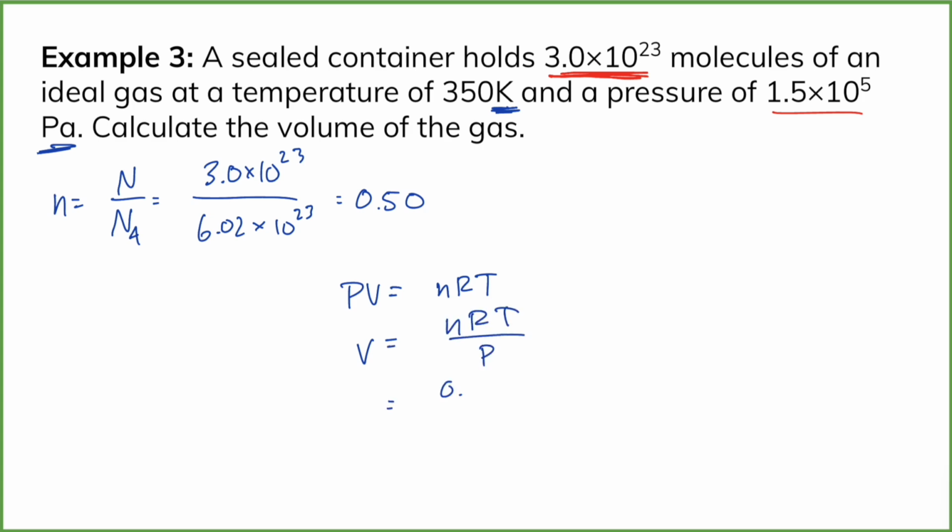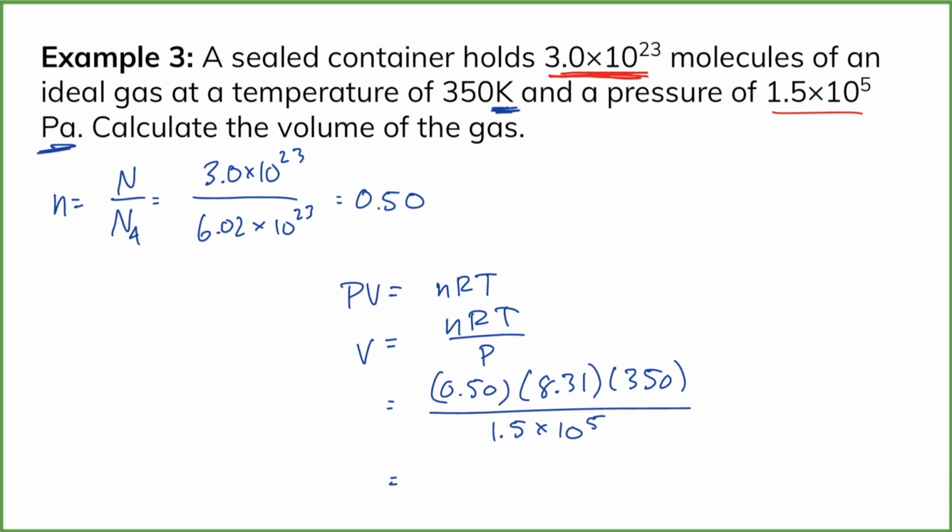So the number of moles is 0.50. The R is 8.31. Temperature 350, divided by the pressure of 1.5 times 10 to the 5. And I'll plug that into my calculator and I get 9.6 times 10 to the negative 3 meters cubed. So that would be the volume of this particular gas.